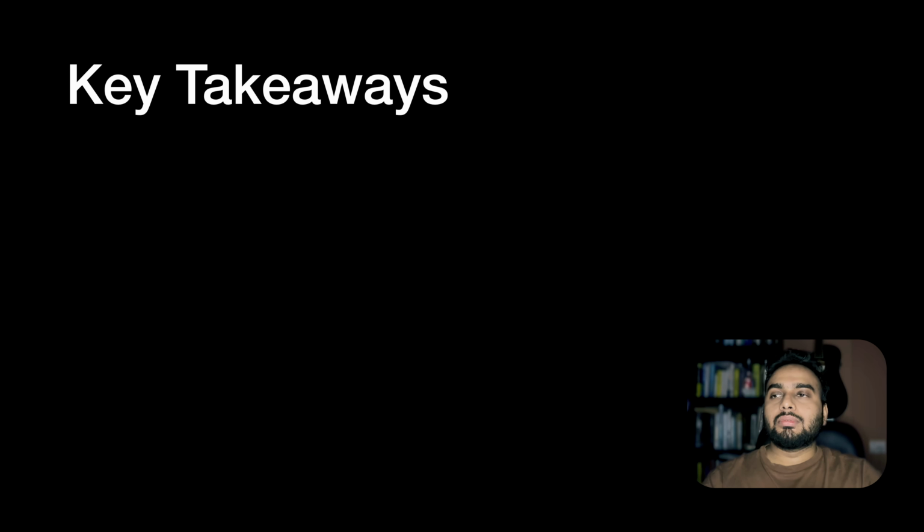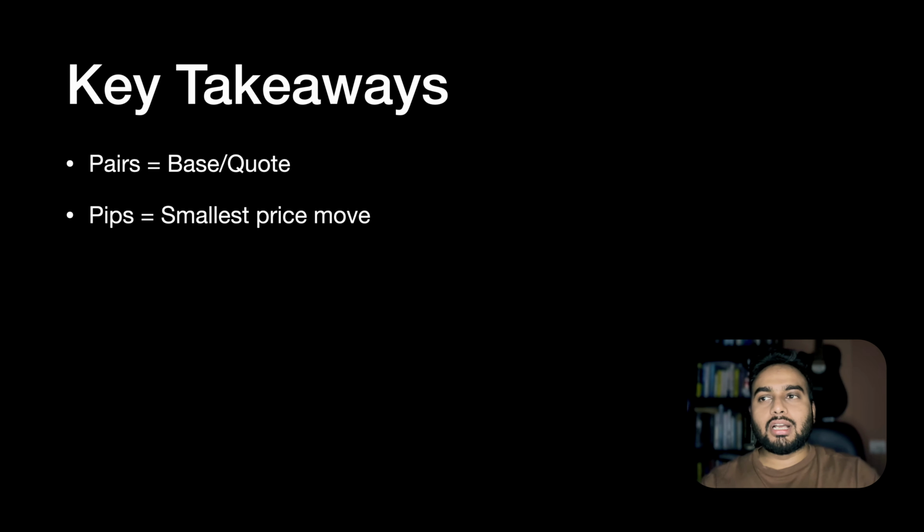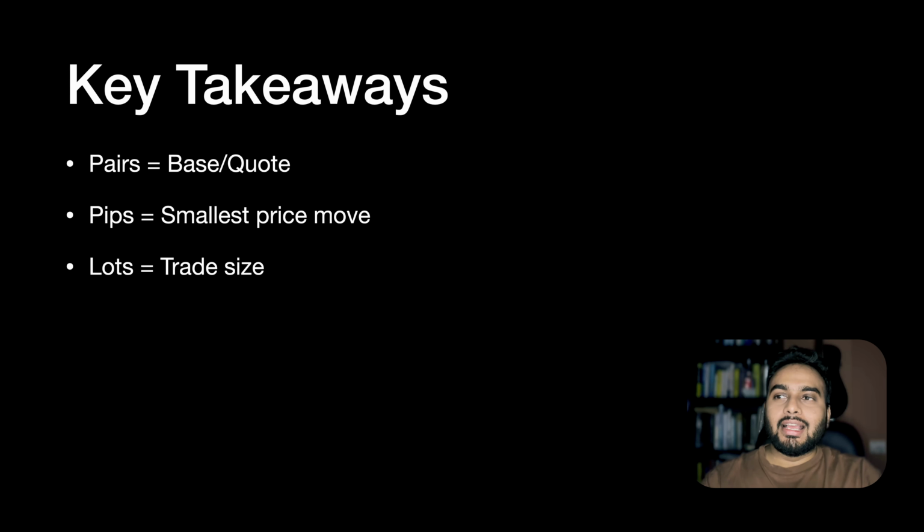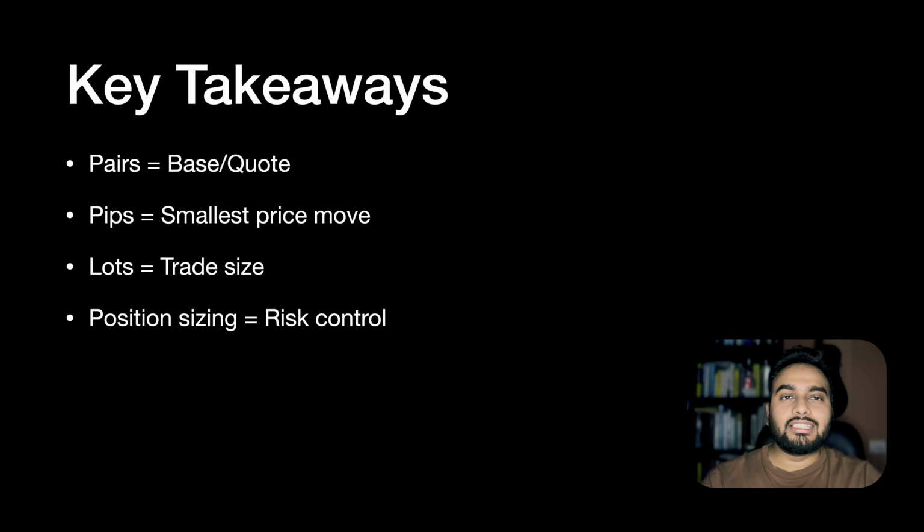So to recap, currency pairs are always base versus quote. Pips are the smallest unit of movement. Lots are your trade size. And smart traders use a position size calculator to control risk. If you remember this, pairs, pips, lots, and position sizing, you are already ahead of most beginners.